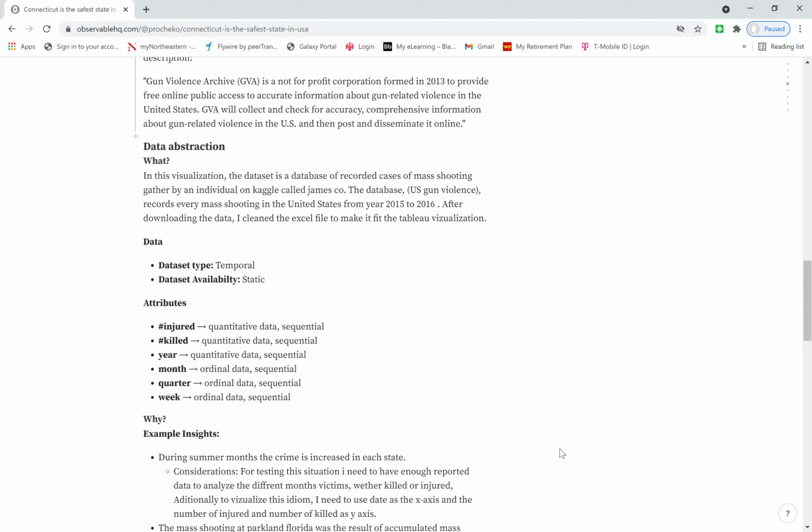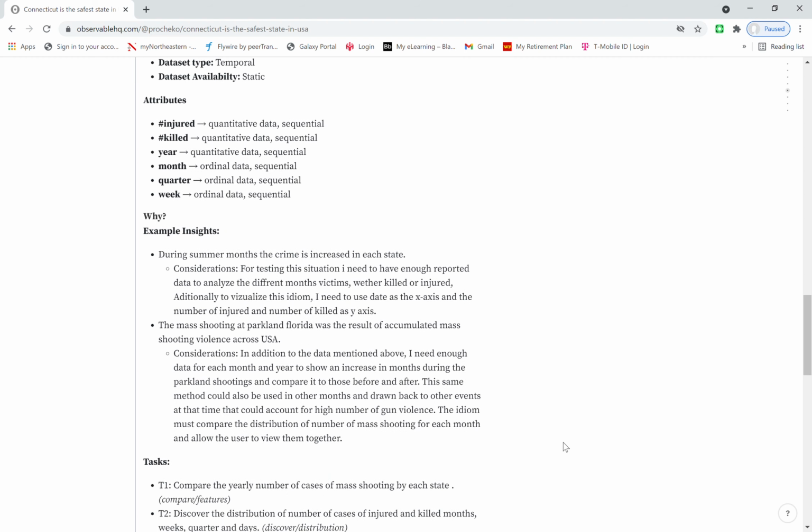For data abstraction, in this visualization, the database of recorded cases of mass shootings was gathered by an individual called James Code. The database records every mass shooting in the United States after ordering the data. The data is temporal and static. Attributes are number of injured, number of killed, year, month, quarter, and week. Year, month, quarter, and week are ordinal data, whereas injured and killed are quantitative data.